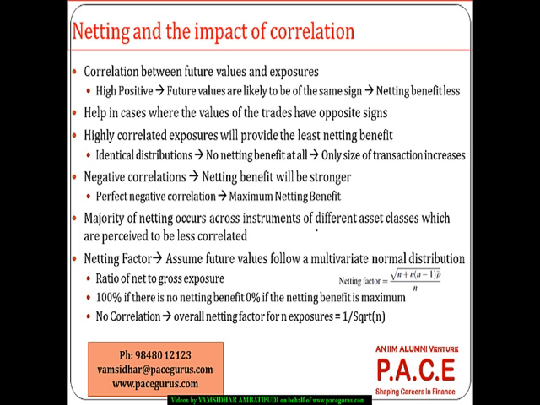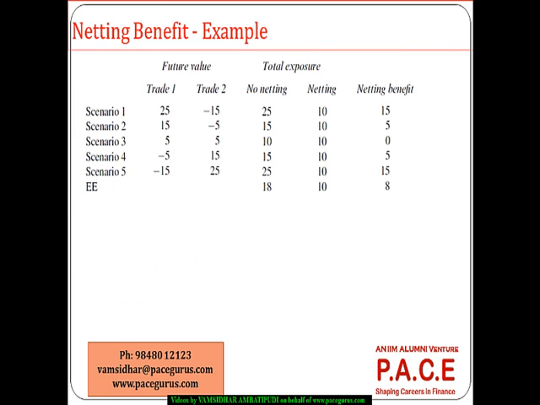And is there any impact of correlation with respect to netting? Now, if I look at the correlation between the future values and the exposures, let's say the correlation between the two future values is high. There is a very high chance that both of them will be on the same side, which means they are not going to offset each other. So there is no netting benefit that is going to come up. Let's look at this example here.